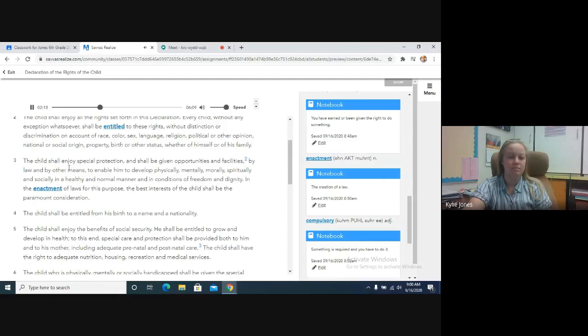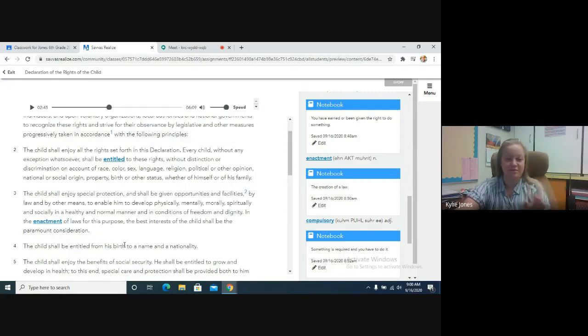The child shall enjoy special protection and shall be given opportunities and facilities by law and by other means to enable him to develop physically, mentally, morally, spiritually, and socially in a healthy and normal manner, and in conditions of freedom and dignity. In the enactment of laws for this purpose, the best interests of the child shall be the paramount consideration.